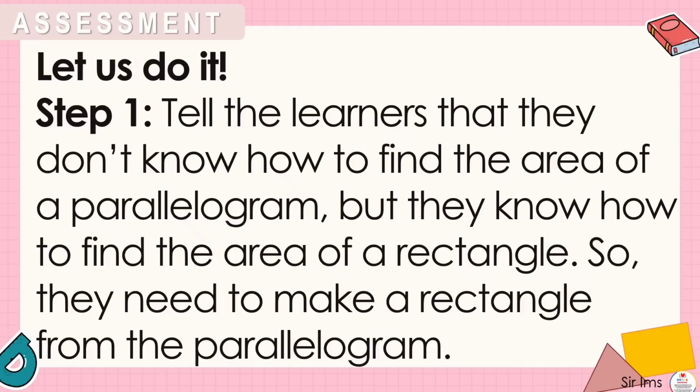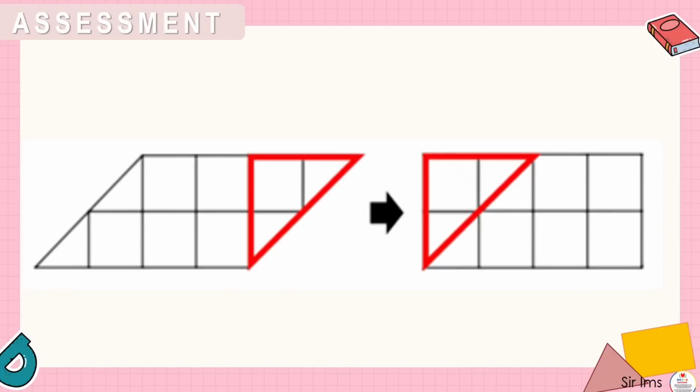Okay, so let's do it. If you don't know how to find the area of a parallelogram, but you know how to find the area of a rectangle, you need to make a rectangle from the parallelogram. So paano ba yun mangyayari? Tingnan natin yung itsura. Meron tayong triangle sa gilid, and if we add that, makaka-form tayo ng isang rectangle.